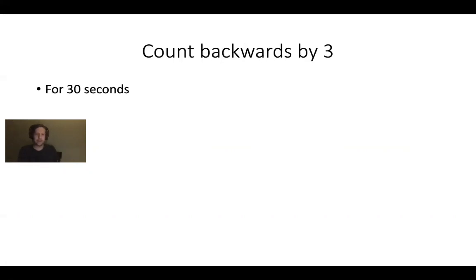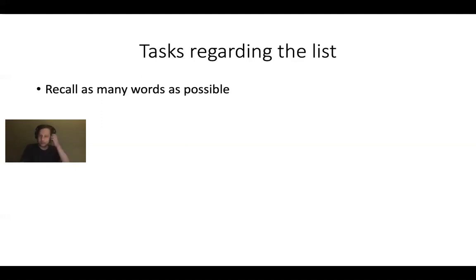Okay, and so I'm not going to actually count backwards by 3 this time because we're not going to collect data for this one. But usually in a laboratory, the participants would count backwards by 3 for 30 seconds. The purpose is to prevent rehearsal, to occupy your short-term memory, and then we're going to test you on your long-term memory. Actually, why don't you go ahead and do this?